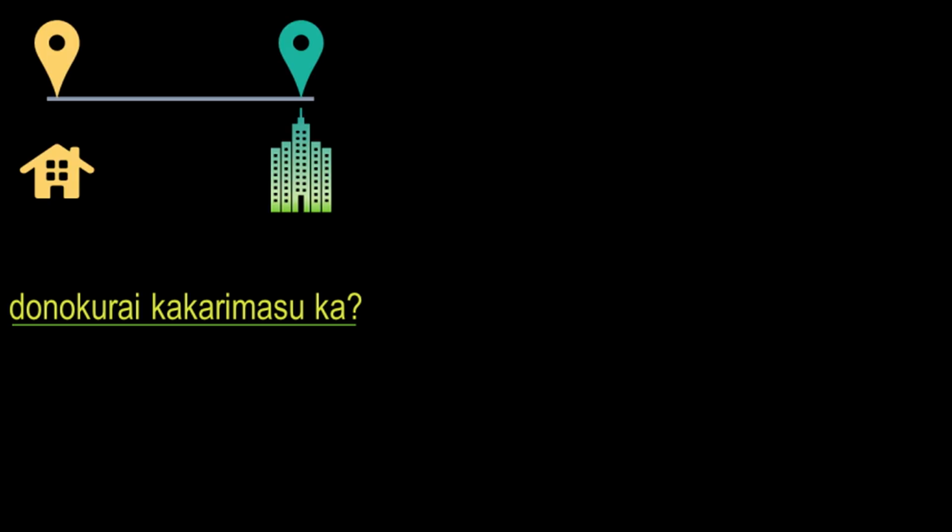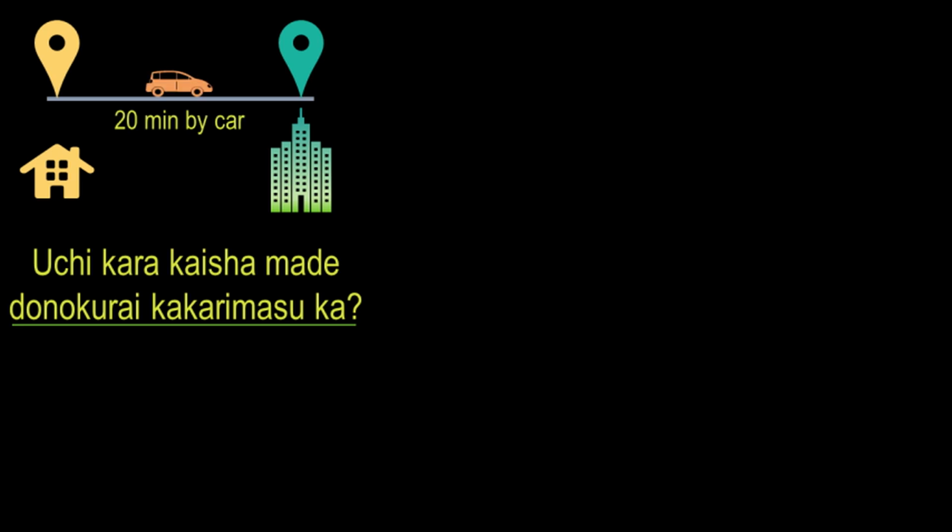The word Donokurai means how long, and the verb kakarimasu means to take when referring to time. So the question Donokurai kakarimasu ka translates to how long does it take. Now, assuming that there are two places, a person's home and company, and if you want to ask how long it takes from the person's home to the company, in Japanese the question will be Uchi kara kaisha made donokurai kakarimasu ka?